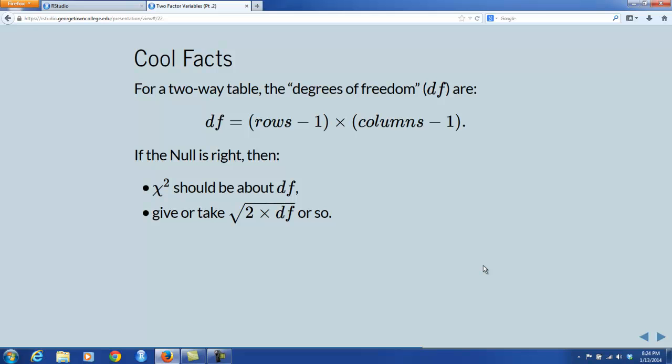Let's step back for a moment and record a couple of cool and interesting facts about the chi-square statistic. For any two-way table, you can compute a number called the degrees of freedom. The degrees of freedom is simply the number of rows in the table, minus 1, times the number of columns in the table, minus 1. Now, if the null is right, the chi-square should turn out to be around the degrees of freedom, give or take the square root of 2 times the degrees of freedom, or so.